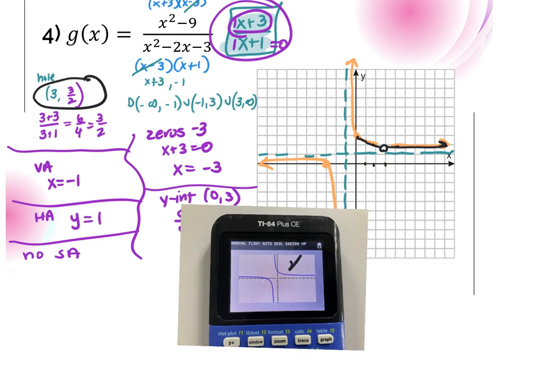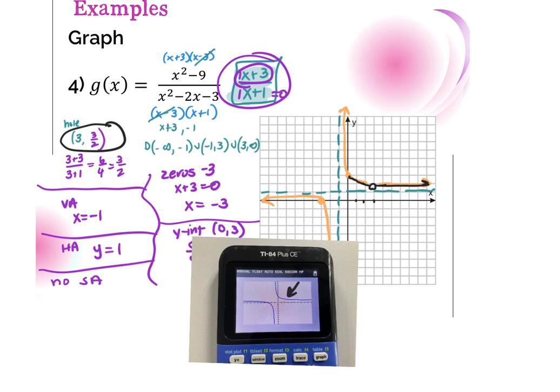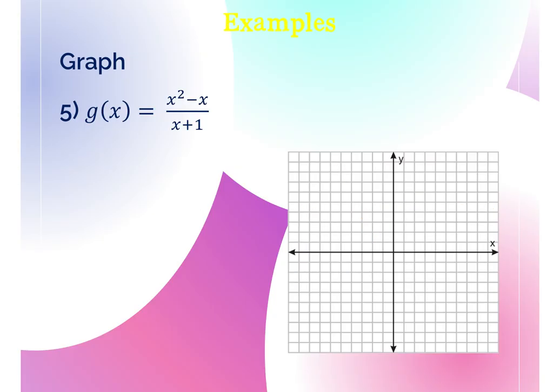And the graphing utility is not going to show that. So you just got to make sure that when you graph with a hole, you include the hole as part of your graph. This one has a slant. I'm going to work through the rest of these on the video, okay?